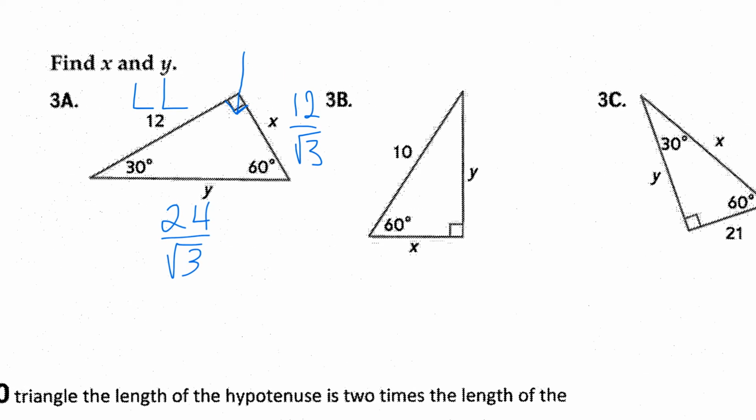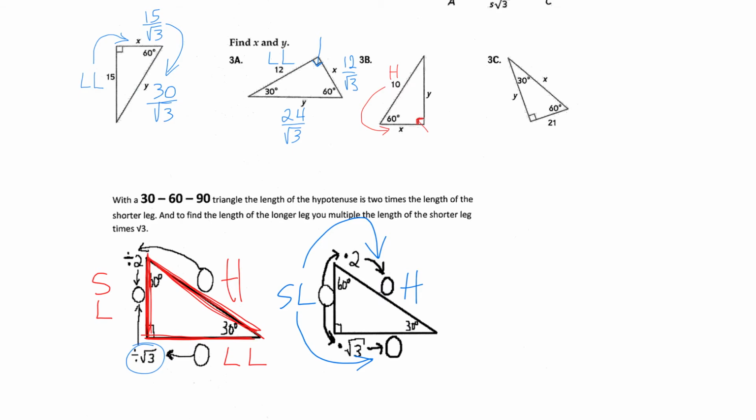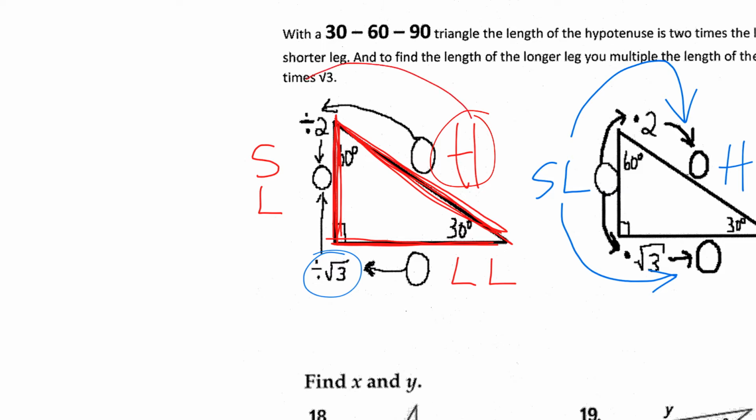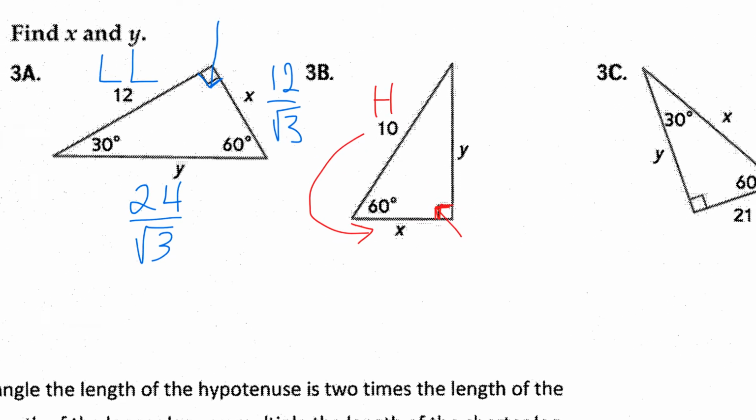All right. 3b. That 10, is that the long leg, short leg, or hypotenuse? Yeah, this one's the hypotenuse, right? Remember, you got this little arrow here pointing towards the hypotenuse. That is the hypotenuse. So going from the hypotenuse to the short leg, what do we do? Yep. Again, I'm just looking back down here at these rules. From the hypotenuse to the short leg, you divide by 2. Okay, so if that's 10, how long is that short leg, the x there? It's 5. It's half of that.